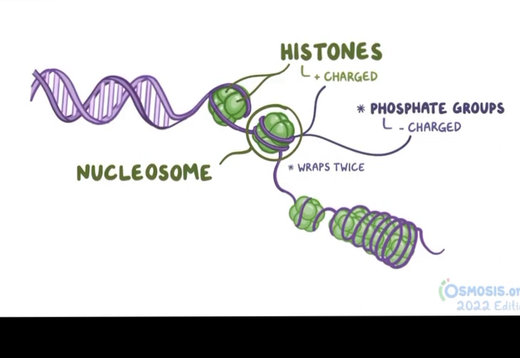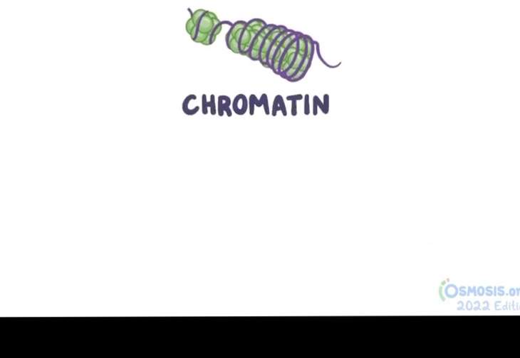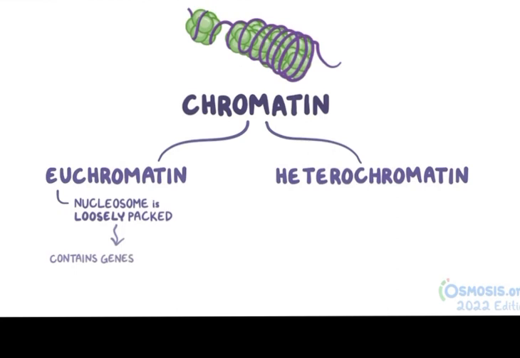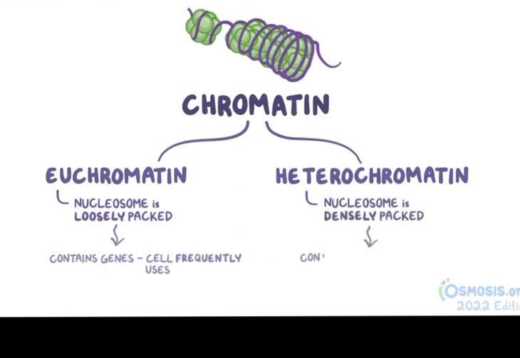Nucleosomes look a bit like beads on a string, and they can snuggle close together and be further packaged as chromatin fibers. Chromatin comes in 2 flavors, euchromatin and heterochromatin. With euchromatin, nucleosomes are more loosely packed, because it contains the genes or regions of DNA that the cell frequently uses to make proteins that help the cell perform its day-to-day job. With heterochromatin, on the other hand, nucleosomes are more densely packed, because it contains genes that the cell rarely or never uses.